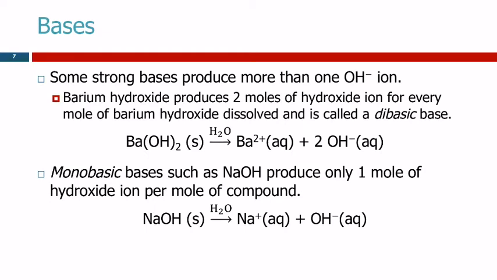So those are called dibasic bases because they give off 2 hydroxide ions. And monobasic bases would be things like sodium hydroxide. They only make 1 mole of hydroxide per mole of compound. So sodium hydroxide, when that dissolves, you get 1 sodium ion and 1 hydroxide ion. That's a monobasic base.